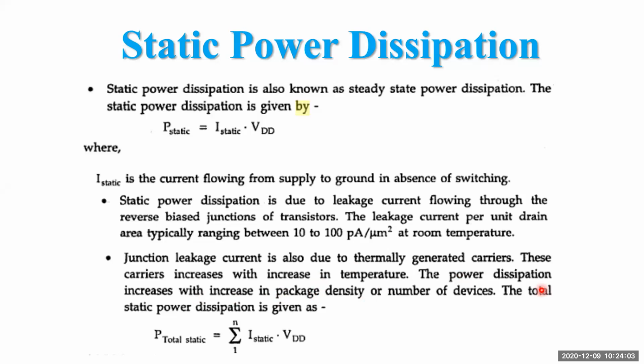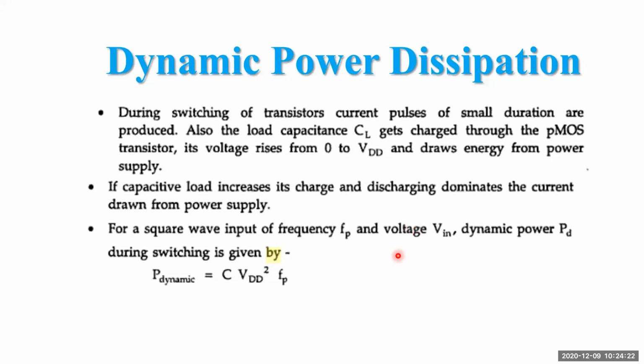And this formula, the formula for the static power dissipation with respect to number of devices, is given as P total static is equal to summation of all the n number of devices of I static times VDD. So this is regarding what is meant by static power dissipation. Let us see now dynamic power dissipation.